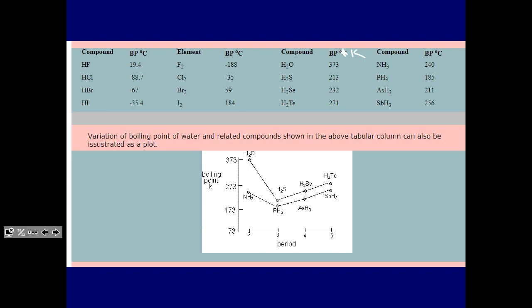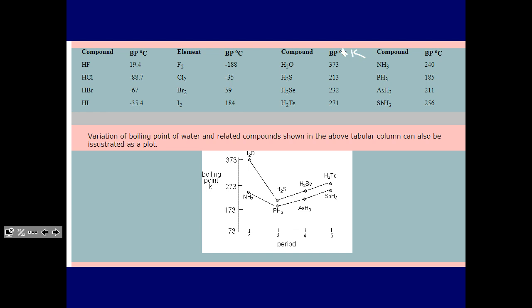373, and then it drops way down, 213. So there you can see it. There's Kelvin, there's water, and then boom, way down. And then even if we go all the way down to tellurium, it never gets back up to the hydrogen bonding effect. So the hydrogen bonding effect is great. That's experimental evidence supporting that.